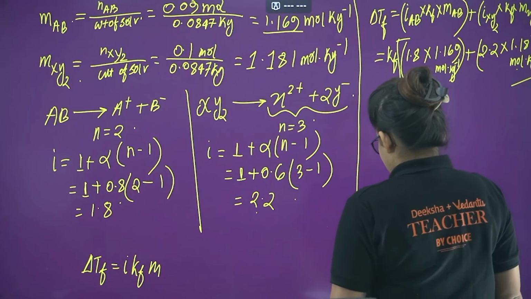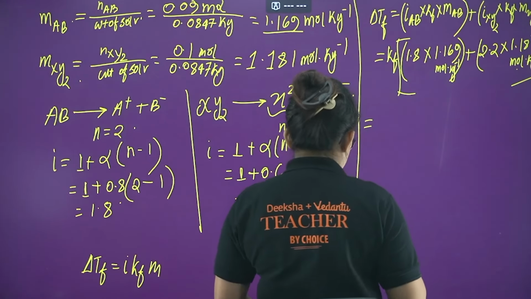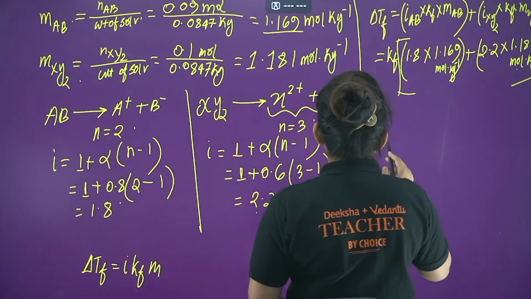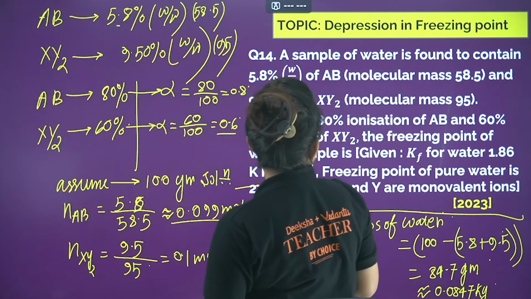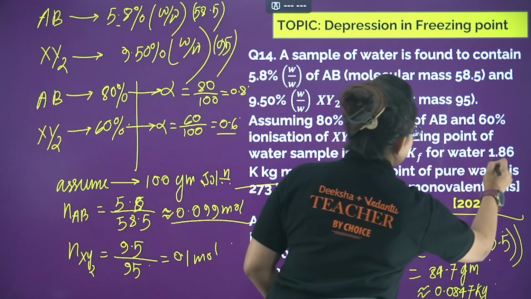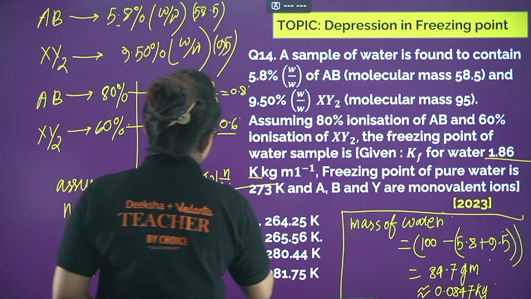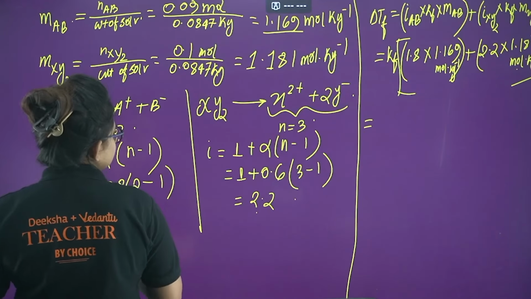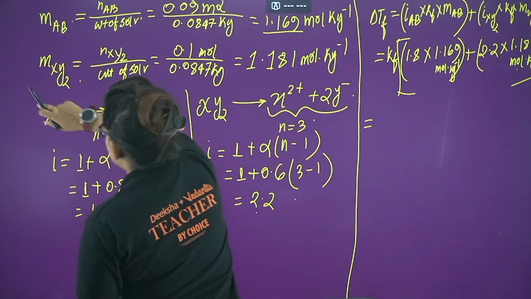Fine. So let's put the value of KF as well. If you put the value of KF from the question, it's basically given as 1.86 Kelvin kg mole inverse. So if I put the value of KF directly, I am putting it here.